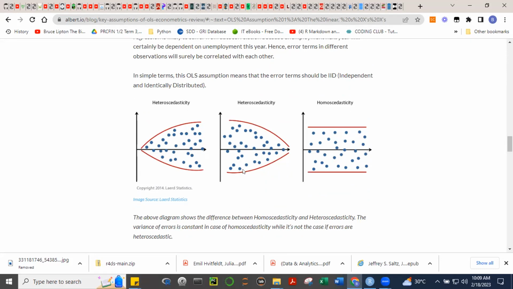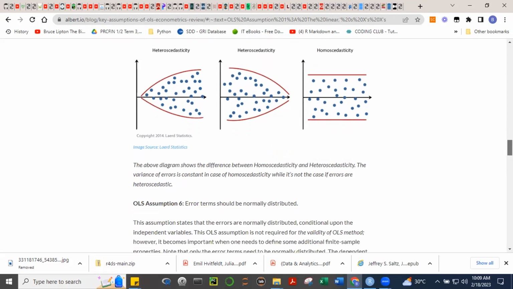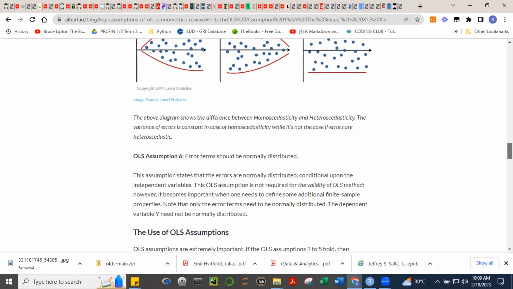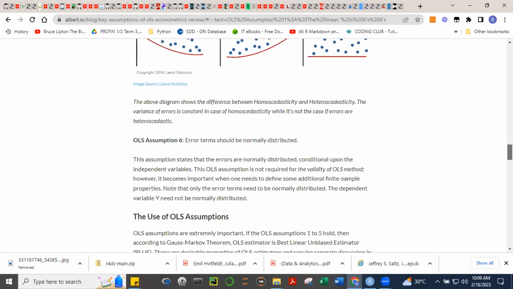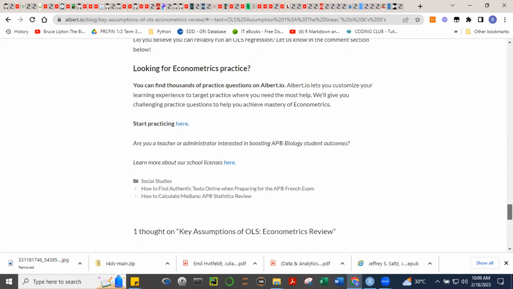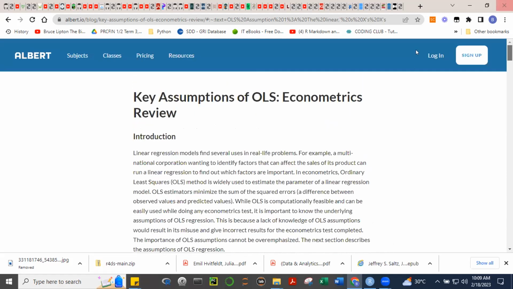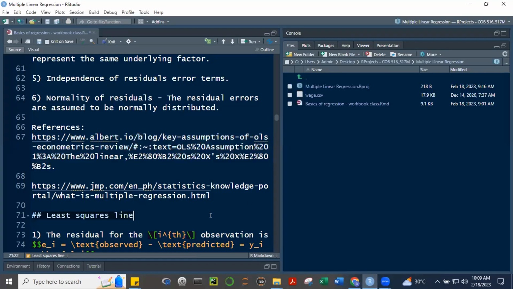We don't want this. We don't want the residuals to be heteroskedastic because that will violate the assumptions, and then that will give us not the BLUE one. No? Okay? Hindi magiging BLUE yung model natin. Okay, ito yung sinabi natin kanina. The error terms should be normally distributed. All right. So let me go back to our model, to our notes.